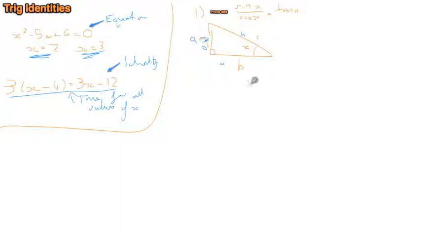So I'm proving that sin x over cos x equals tan x. So sin x equals A over C, right? Tan x equals A over B. And cos x equals B over C.